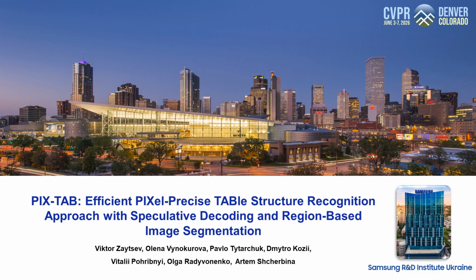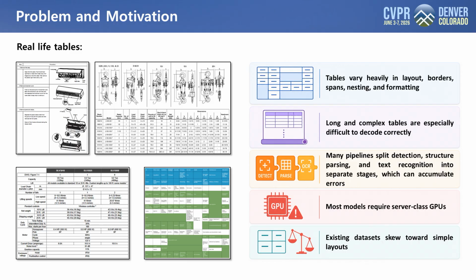Today I'd like to present you PIX-TAB, our approach to efficient pixel-precise table structure recognition. Tables are everywhere in documents, and table structure recognition sounds deceptively simple, but it's one of the harder problems in document AI. Real-world tables vary enormously in layout. They have merged cells, complex nested headers, missing borders, and irregular spans. Long and complex tables are particularly difficult to decode correctly.